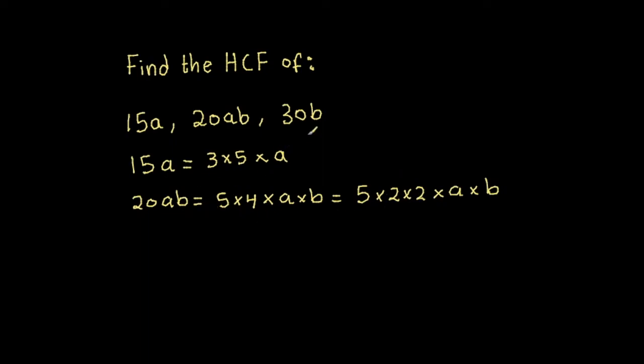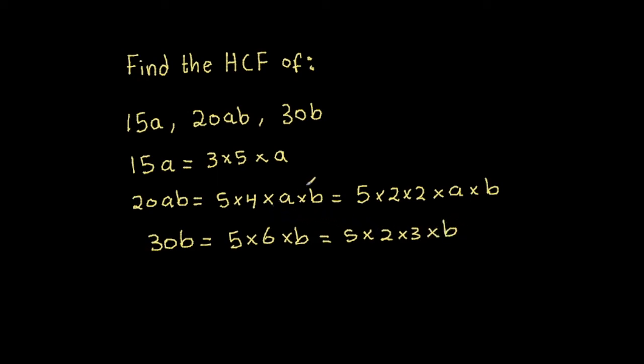Now let's go to the 30b. 30 is equal to 5 times 6. So you have 5 times 6 times b. And here we can break down the 6 further. This is equal to 5 times the 6 is just 2 times 3 times b.